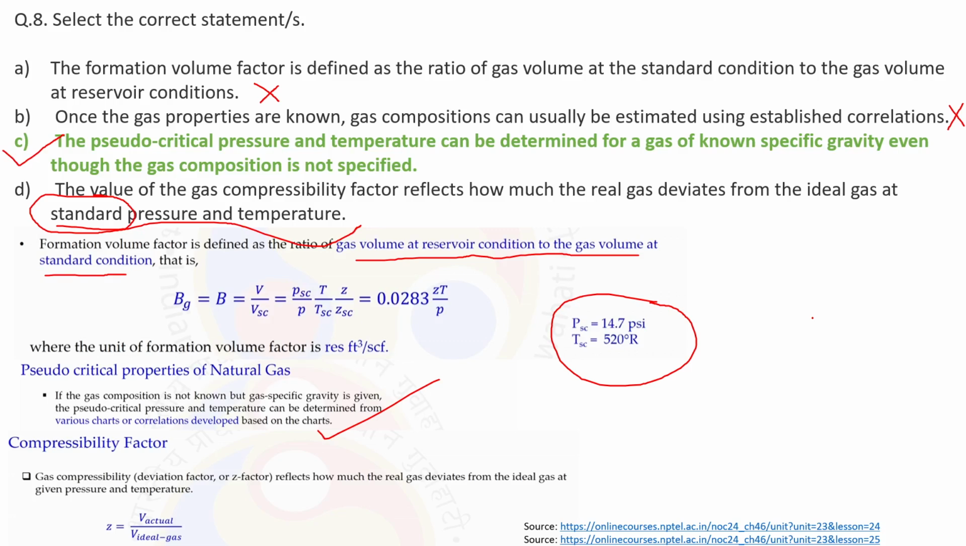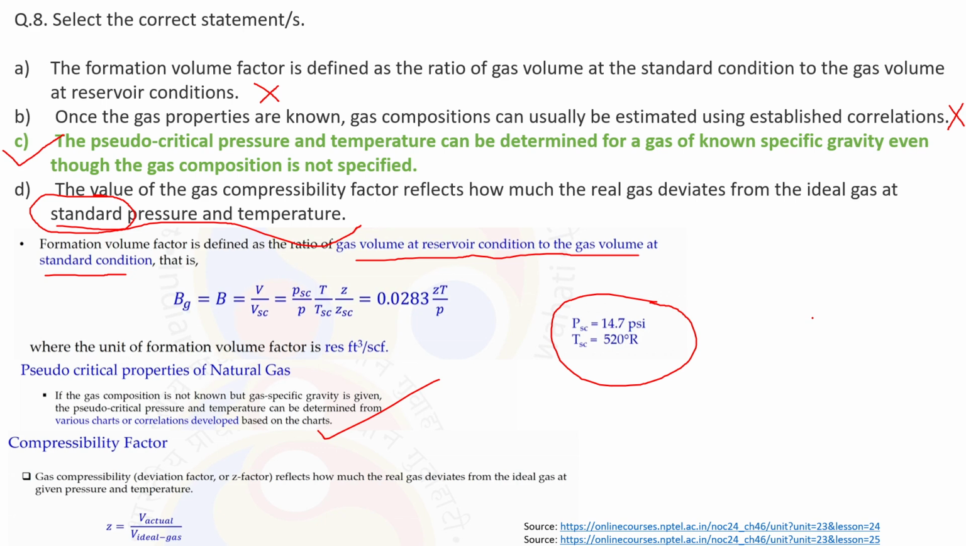Was that clear? Yes, it is clear. Only one point. This pseudo-critical pressure and temperature, what will be the significance of this? I mean, what is the importance of this? Where is it used?